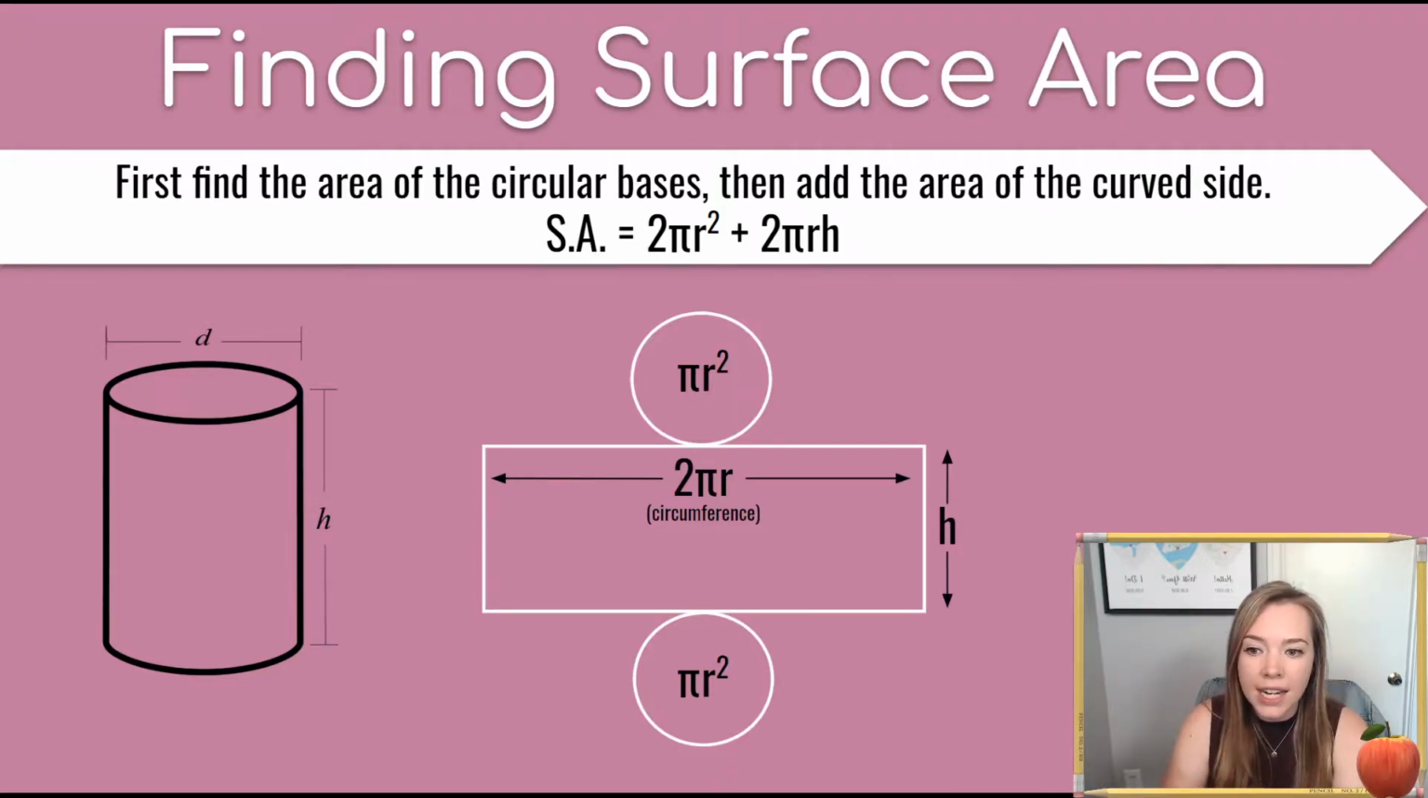But so we need to find the area of both of these circles and then of that rectangle, and then add them together. To find this rectangle in the center, we're going to first find the circumference, and then multiply that times the height. So we've got this really long formula. Let's go ahead and break it down in an example problem.